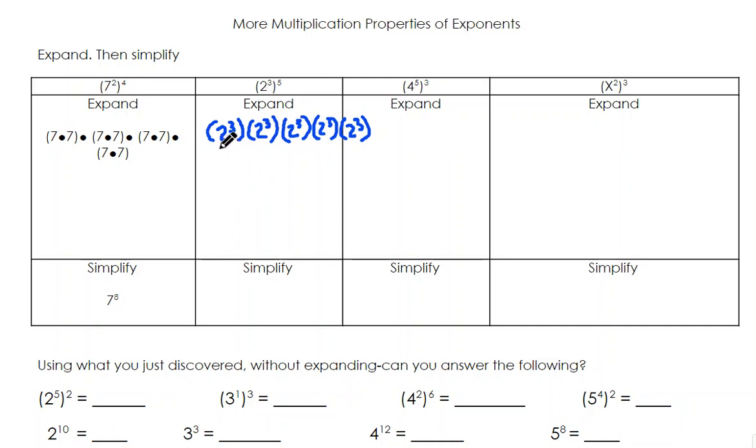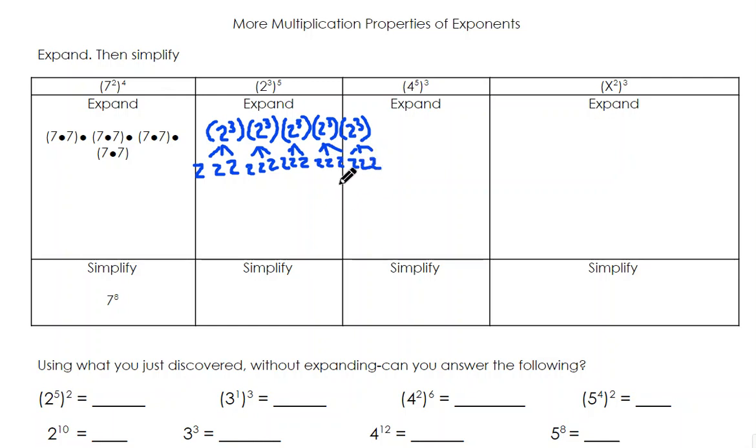All right, so now I can break this down even more, right? This 2 to the 3rd means that there's 3 2s. 1, 2, 3. This 2 to the 3rd means there's 3 2s. 1, 2, 3. This 2 to the 3rd means there's 3 2s. Man, it's a lot of 2s.